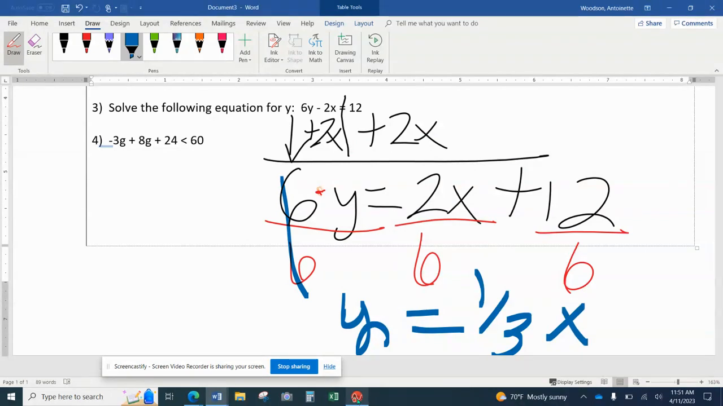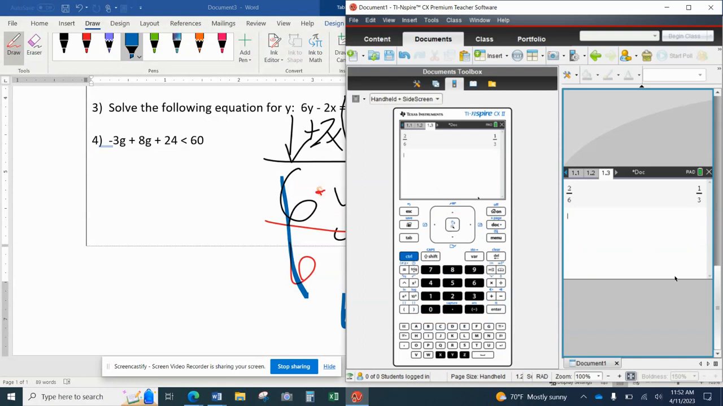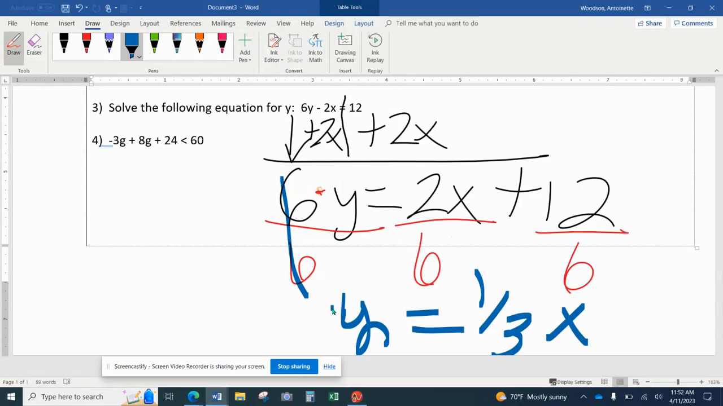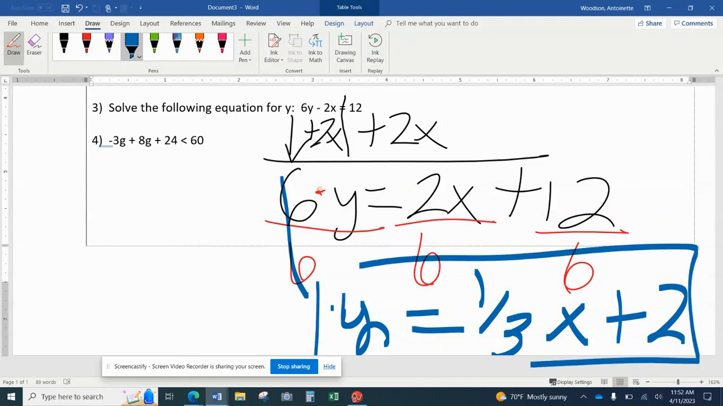And then if I can't do the next one in my head, I'm going to go to my graphing calculator. I'm going to type 12 divided by 6, and that gives me 2. So plus 2. So that's my answer for number 3. Y equals 1/3 x plus 2.